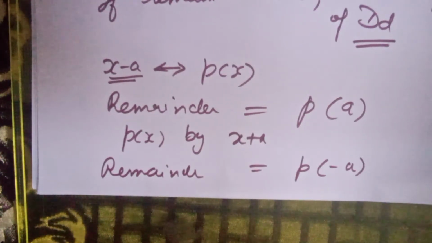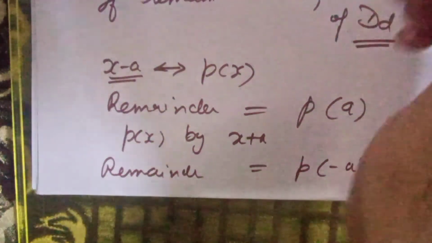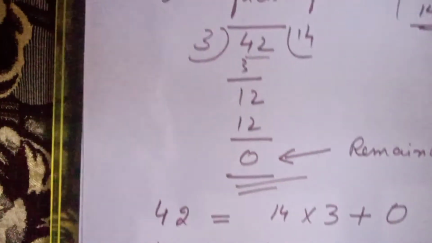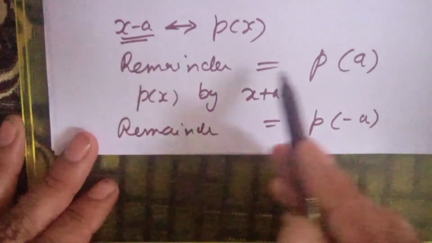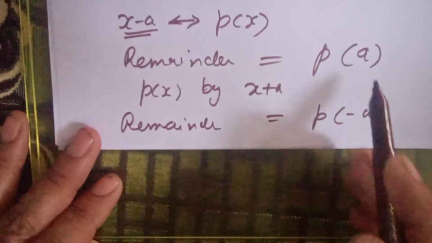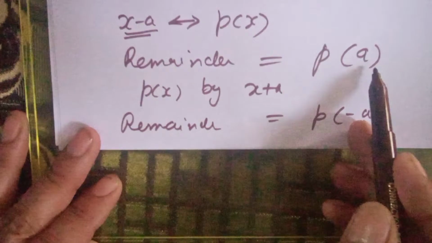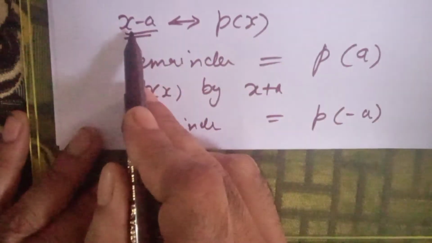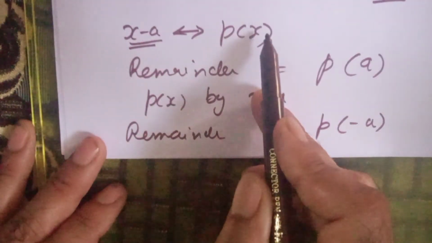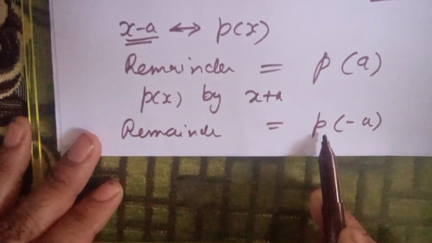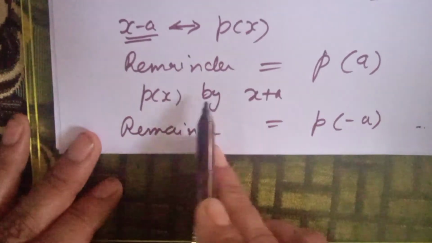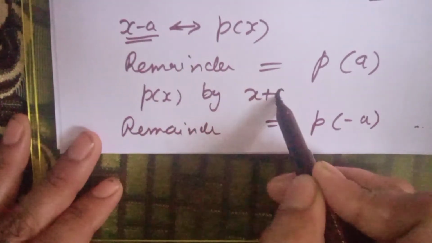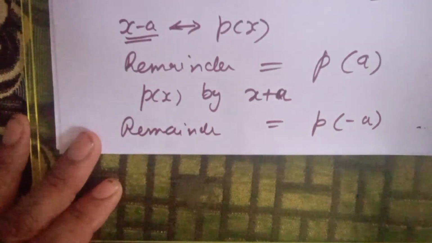And now, what does this mean? This means that if the remainder is 0, then the divisor is a factor. If p(a) is equal to 0, the remainder is 0, then x minus a is a factor of p(x). If p(minus a) is equal to 0, the remainder is 0, then x plus a is a factor of p(x).